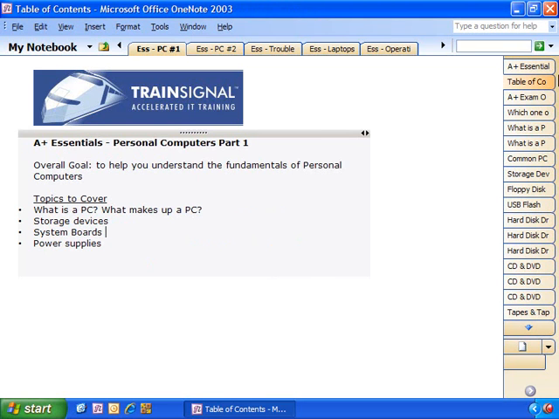In this video, our overall goal is just to help you understand the fundamentals of personal computers. We'll talk about topics like what is a PC, what makes up a PC. We'll learn about storage devices, system boards, hard drives, cases, power supplies, CDs, DVDs, floppy drives, tapes, all sorts of components that make up the personal computer.